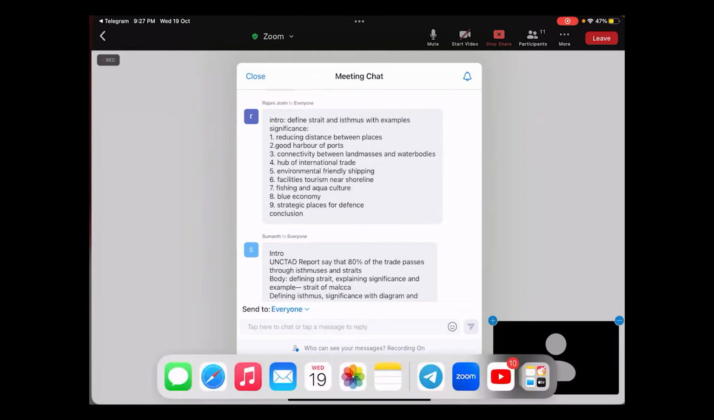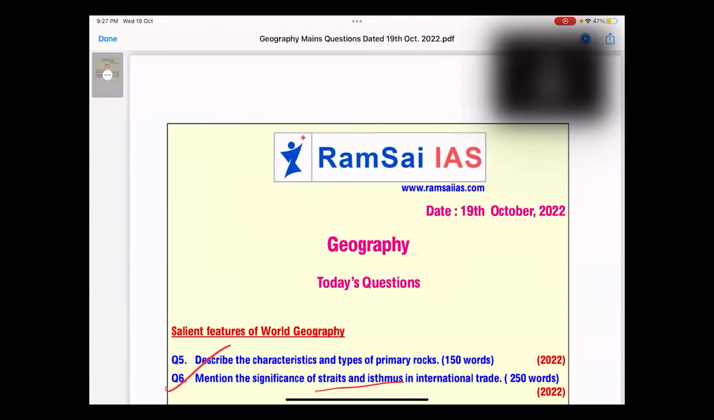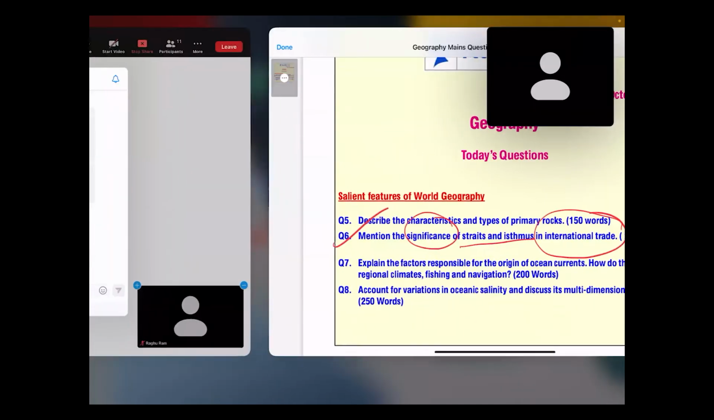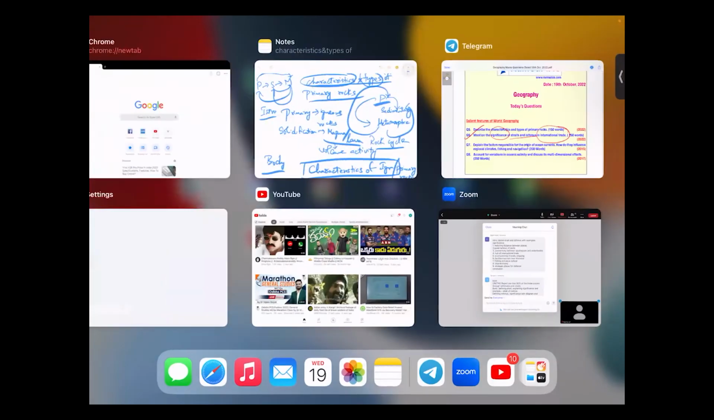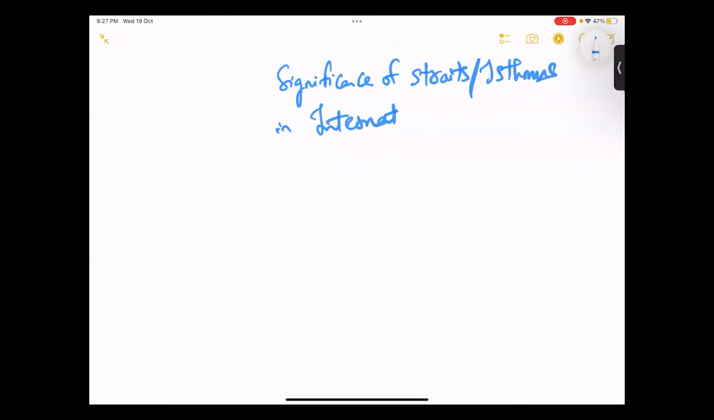So very good points, Rajni and Sumant, both of you. The question says, mention the significance of straits and isthmus in international trade. So significance of straits and isthmus in international trade. This is the question.